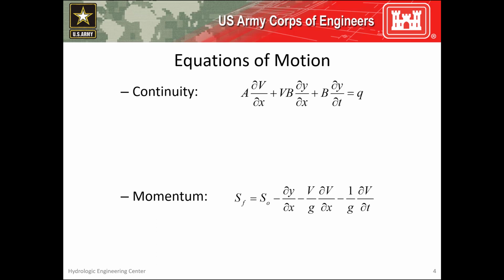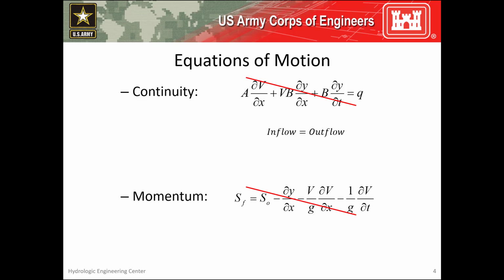Recall that all routing methods start with the equations of motion, which includes conservation of mass and momentum. The lag method simplifies the continuity equation by setting inflow equal to outflow. There's no change in storage over time. The momentum equation is also completely thrown out. And these simplifications make the method ultra simple to parameterize and solve, but they drastically limit its applicability.